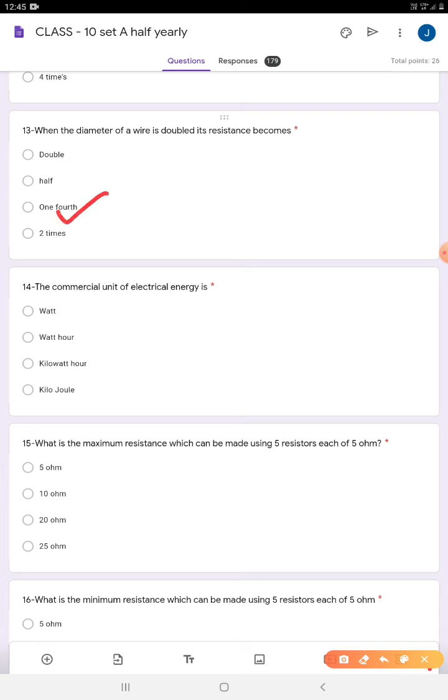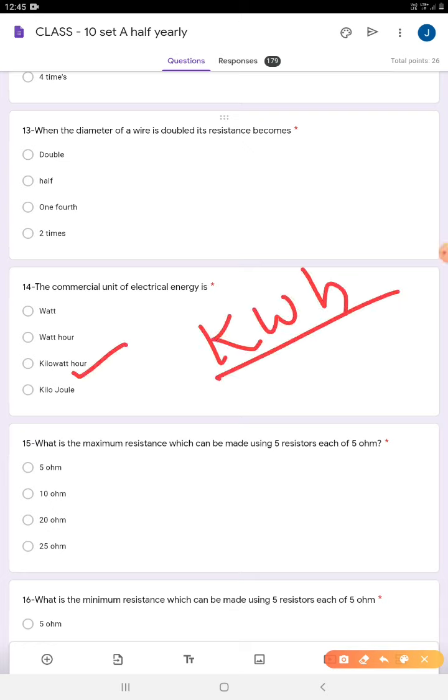Now next question. The commercial unit of electric energy. As we know, this is kilowatt hour, kWh, as we write it, kilowatt hour. This is a unit of energy and this is the commercial unit. Okay.